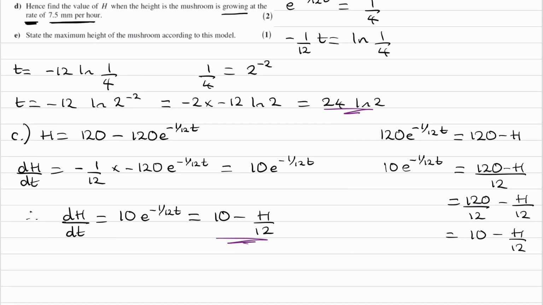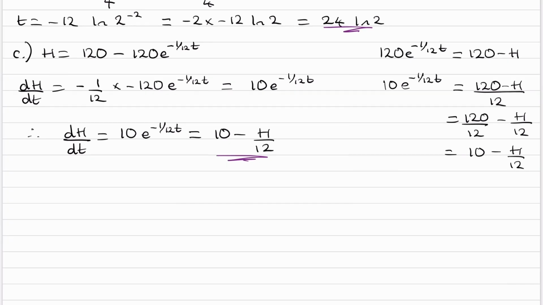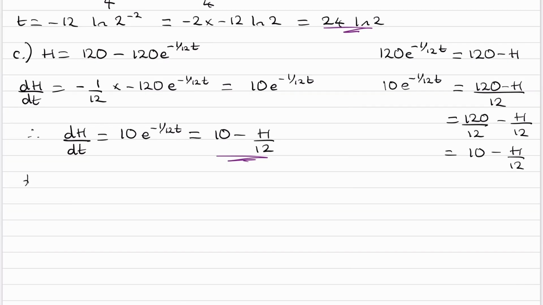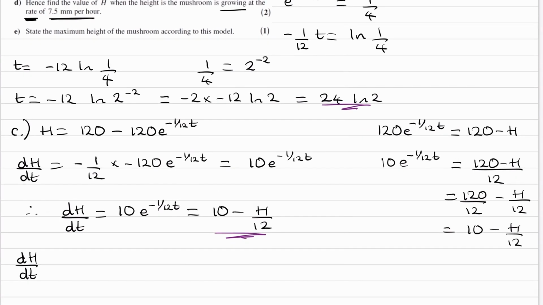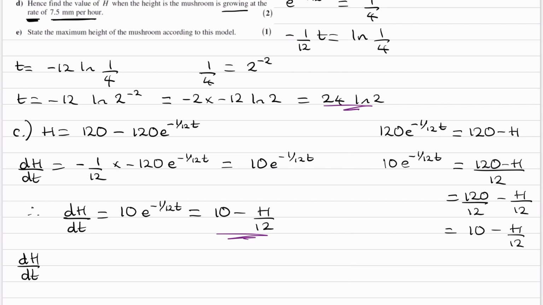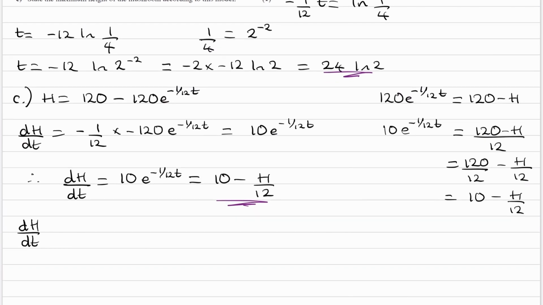So rate means you differentiate. So then we know that dh/dt, so that's what rate means, the rate at which the height of the mushroom changes. We're told that it's growing, so dh/dt will be positive. And we know it's growing at a rate of 7.5 millimeters per hour, so dh/dt will then be equal to 7.5. And once we have that, we can use the fact that dh/dt is 10 - h/12. We can equate these two things, and then rearrange for h.